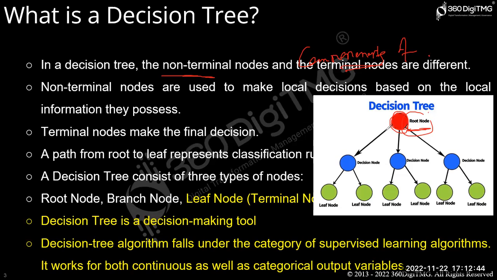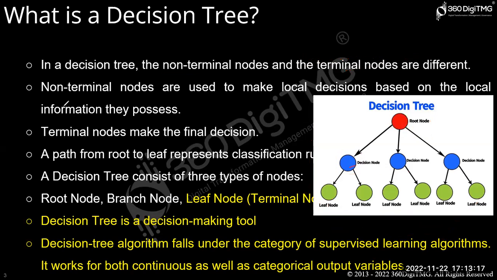So the root node is one of the components, and then we have a decision node. Middle level decisions we will take using the decision node, and then we have the leaf node. This is also called the terminal node. So these are the three main components we will have when it comes to the decision tree algorithm.